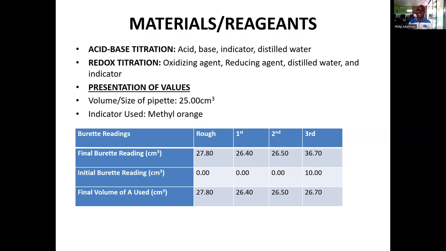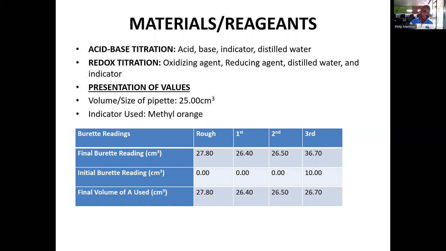You can listen to what I have said. It is in reported speech. I'll take it again. It was ensured that all the glassware were washed, rinsed with distilled water, and dry. You can have as many precautions as possible. As we move up the discussion today, I'll point out some of these precautions that you need to know.